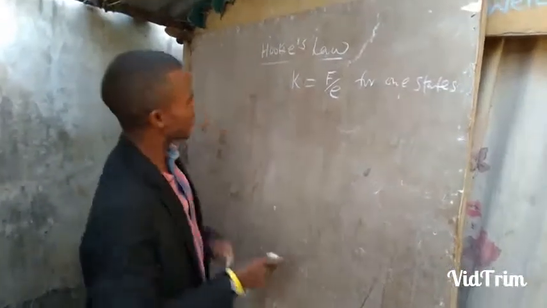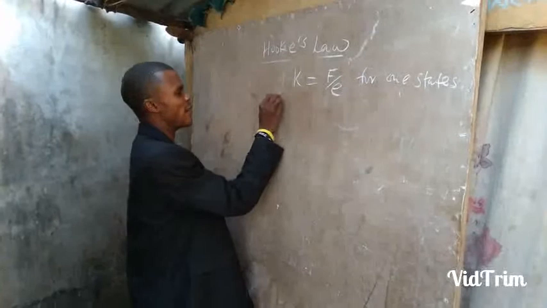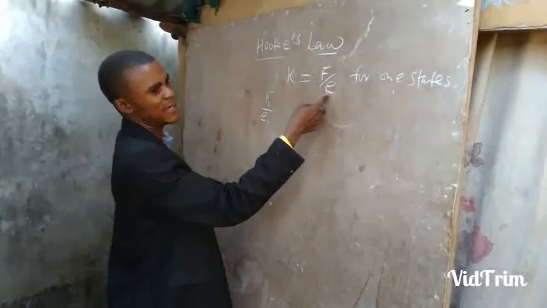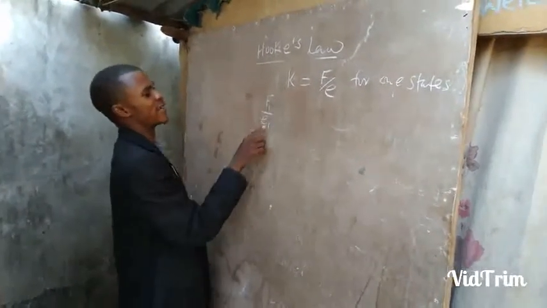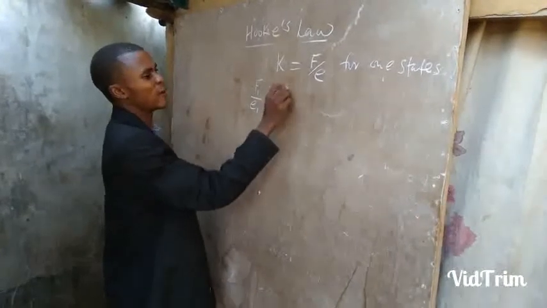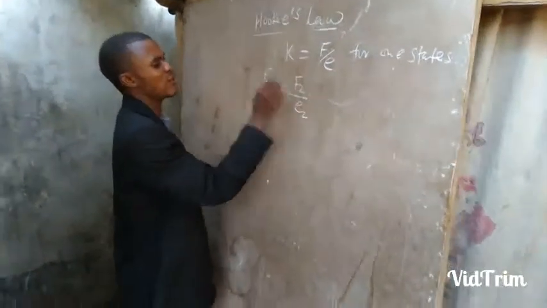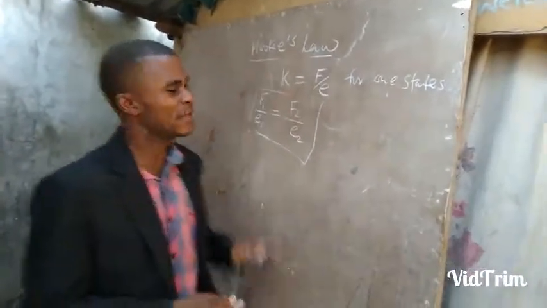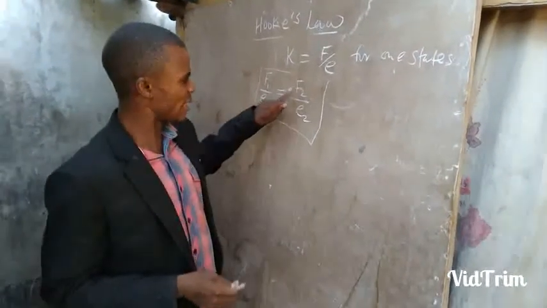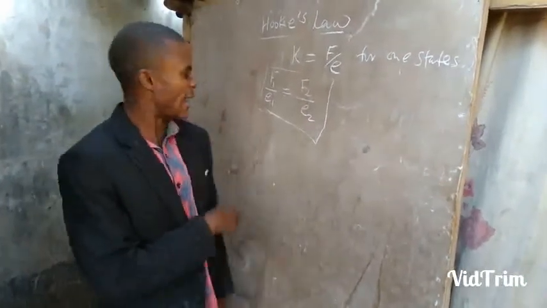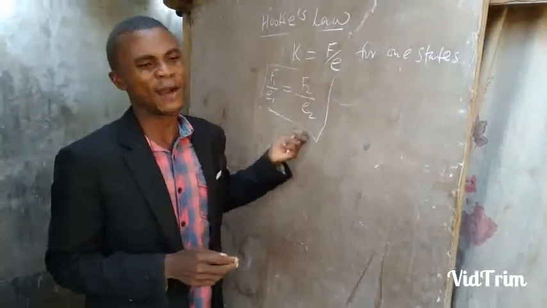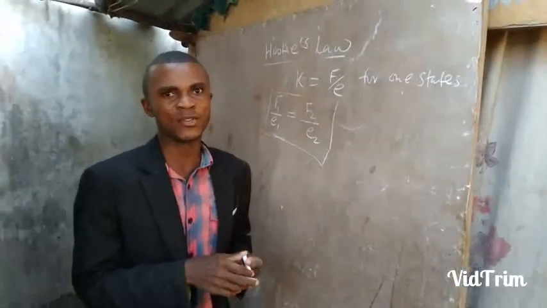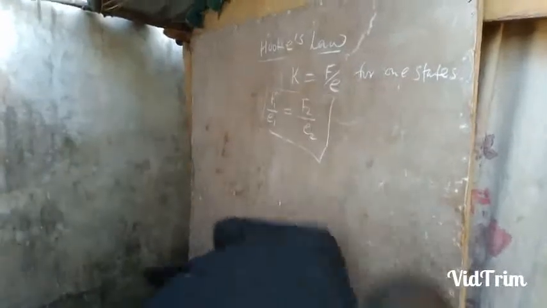So if that is the relationship we want to use, the moment you apply force number one, the extension is E1. Have in mind we are saying F divided by E. So it is force 1 divided by extension 1. That must be equal to the force number 2 divided by the second extension. So when you have two different states, the first force you apply divided by the extension applied at that point equals the second force divided by the second extension. That is what Hooke's law states, that the force is directly proportional to the extension provided the elastic limit is not exceeded.